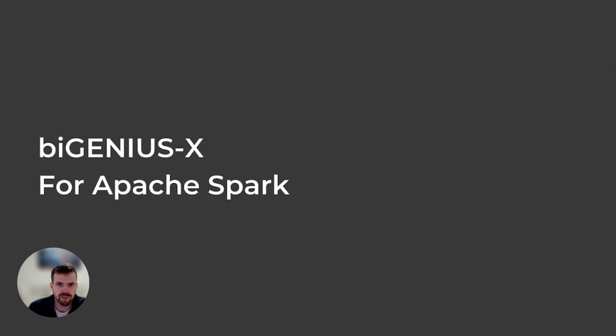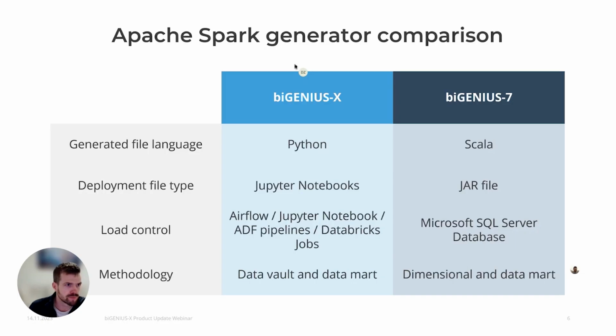Let's speak about the current state of the Apache Spark generator. And there, let's start with a brief overview on the Spark generator comparison between biGENIUS-7 and biGENIUS-X. So let's start with the file language that is used.